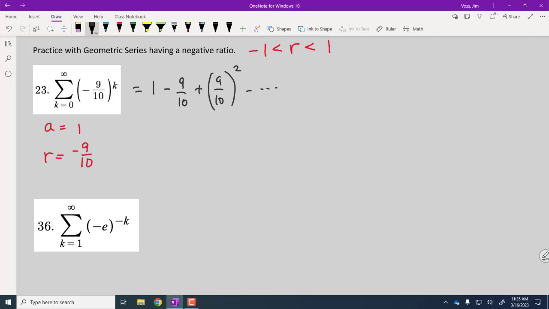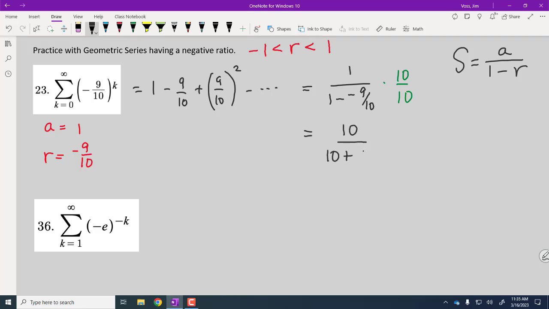So the sum of this infinite geometric series will be A over 1 minus -9/10. So the sum is A over 1 minus R. The easiest way here, I think, is to multiply up and down by 10. If you multiply by 10 in the numerator, you have 10, and in the denominator, you'll have 10 plus 9, so we'll get 10/19.